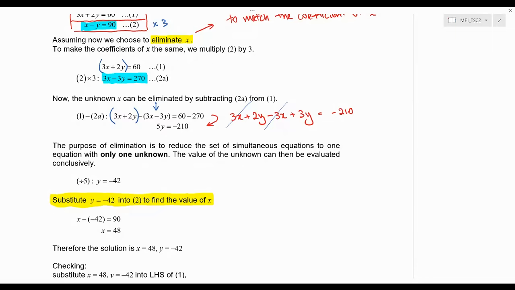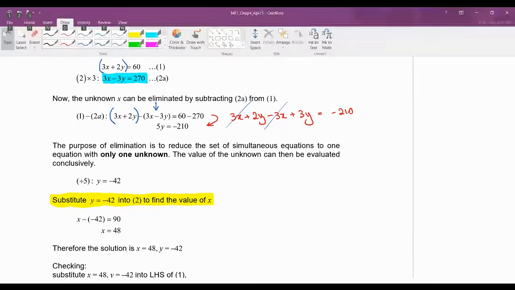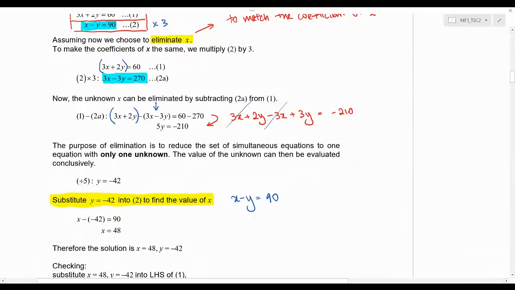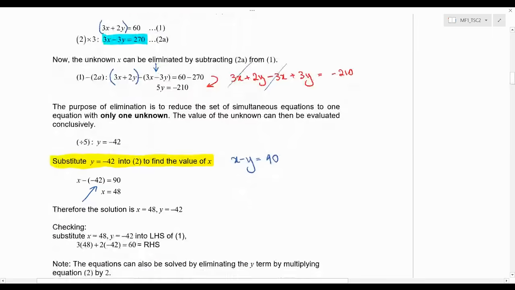Equation 2 is x minus y equals 90, which is why you'll see the substitution of the y being negative 42. So you then simplify the entire thing. Your answer for x will be 48. And that will be our elimination method.